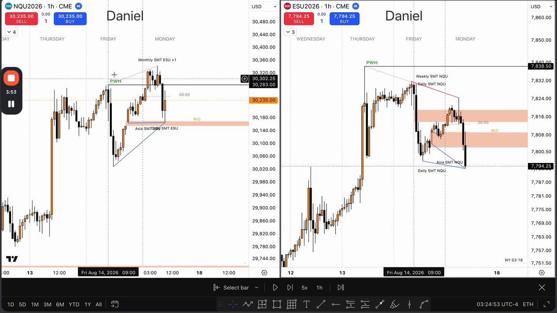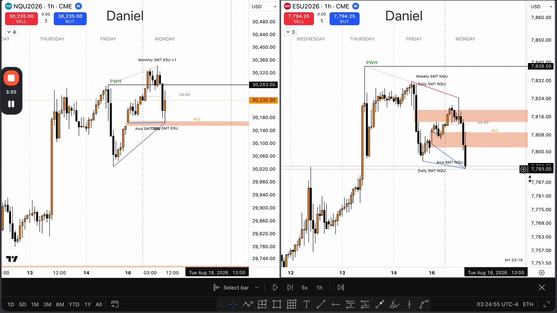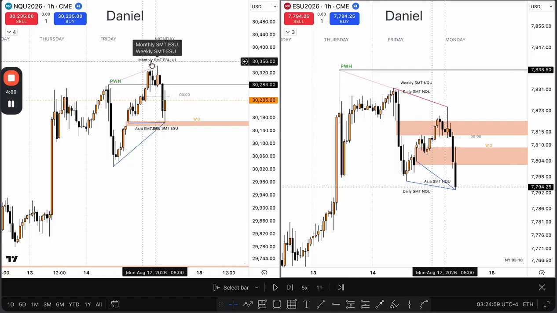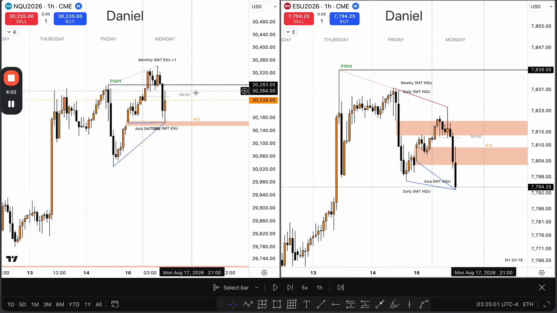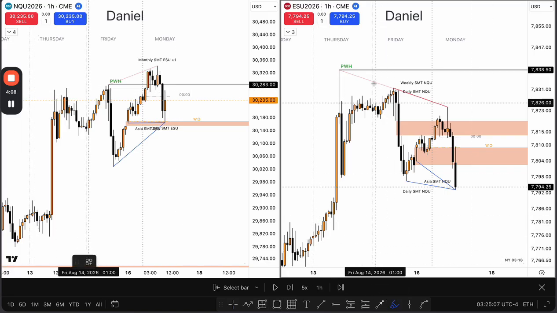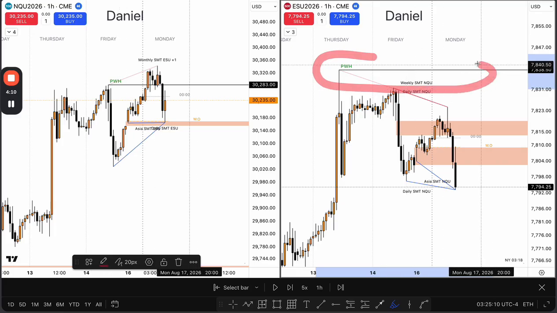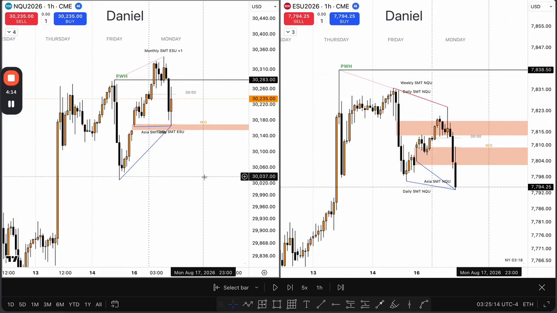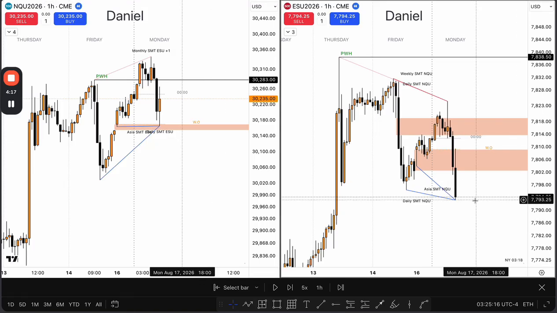At this level, we see something very interesting taking place. We see that NQ takes out Friday high, but also the previous week's high. And when we look at ES on the same time frame, on the same horizon, ES never reaches the previous week high. This means that we have a possible SMT with the weekly high.